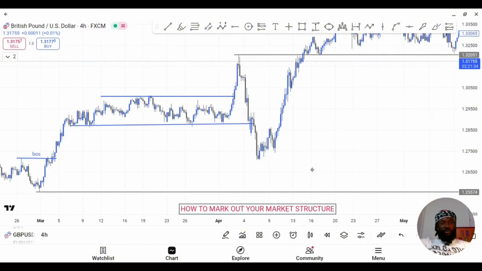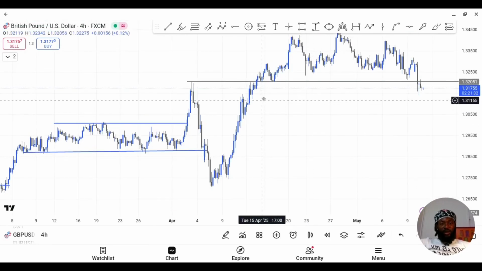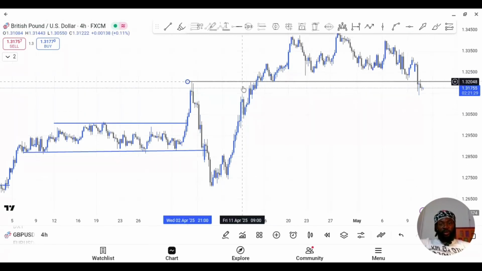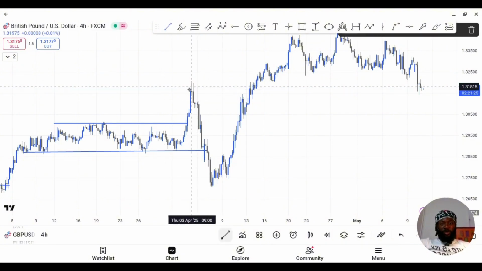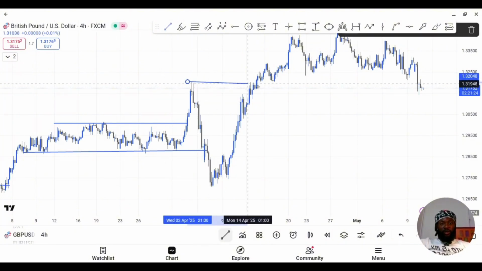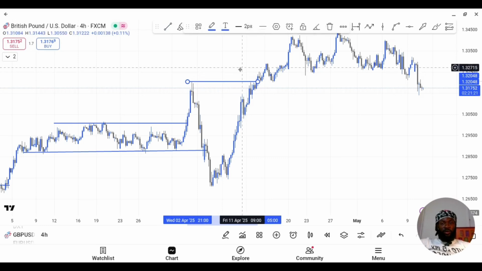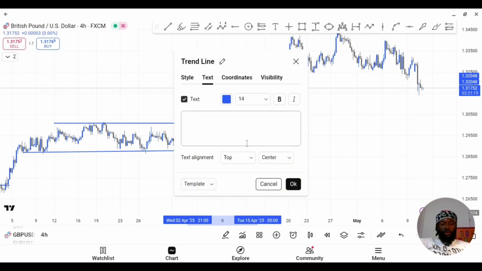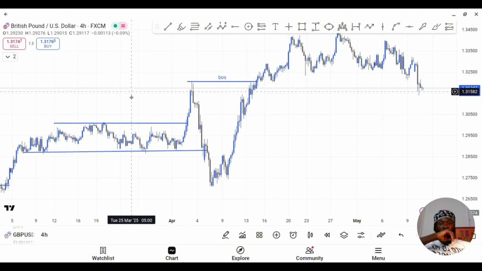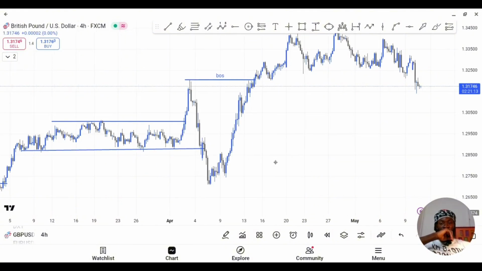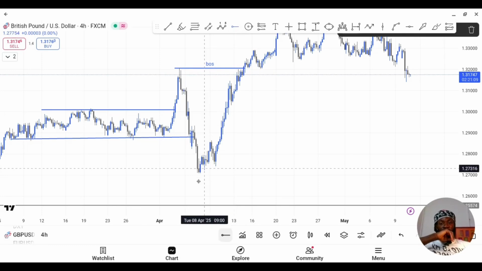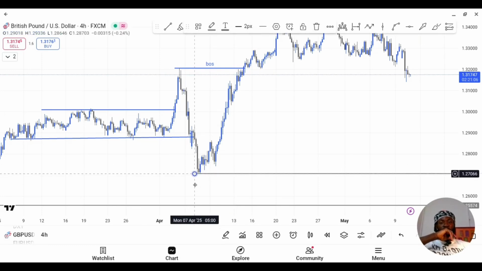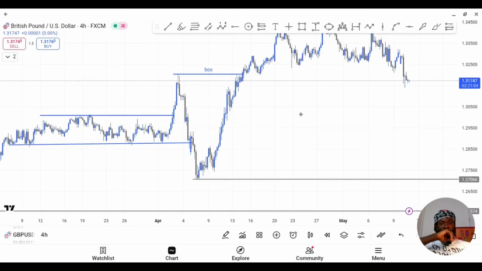Now, when we had another break of structure right here, we have another break of structure here. Let's mark a break of structure. Now here will be our protected low, which is our defender.